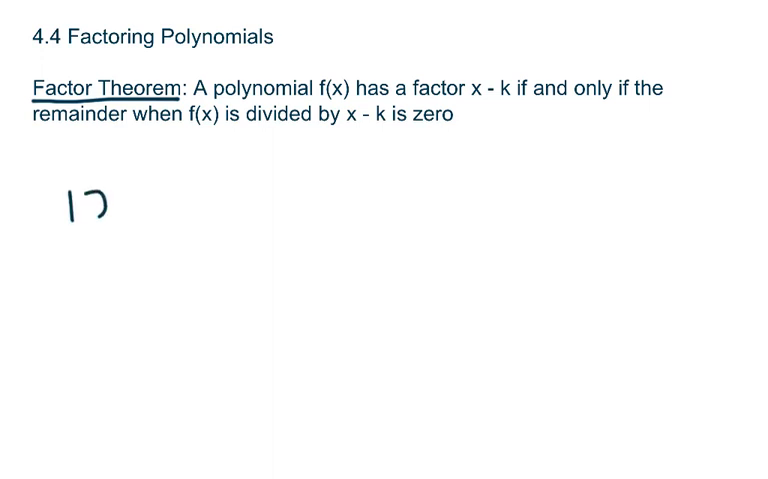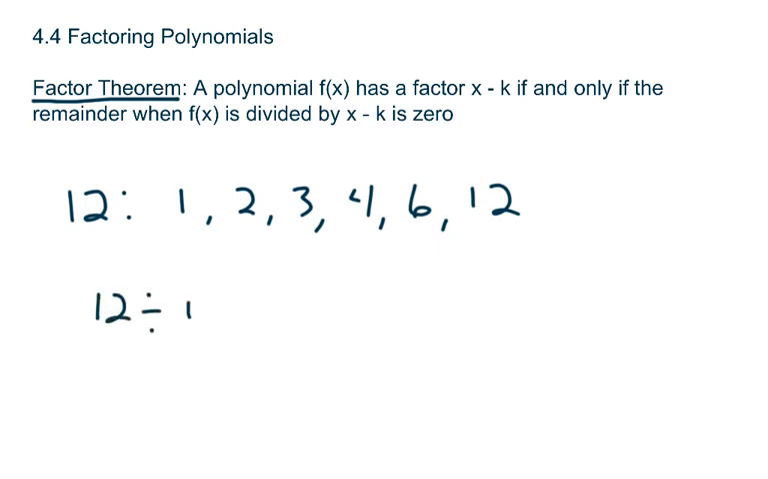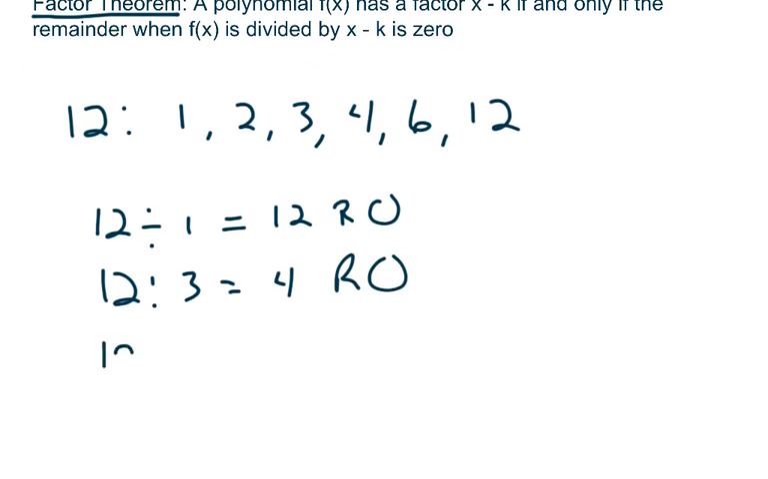If I listed out the factors of 12, that would be 1, 2, 3, 4, 6, and 12. The reason those are factors is because when we divide 12 by 1, the remainder is 0. So this would be 12 remainder 0. If I took 12 and divided it by 3, that would be 4 remainder 0. Or 12 divided by 6 would be 2 remainder 0. The reason they're called factors is because the remainder is 0.